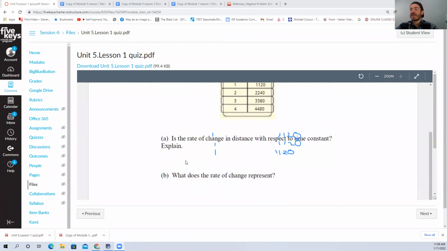I'm writing here, yes. Let me write it in text so you can see. And then I'm going to offer an explanation. Yes, because in each minute she travels 1,120 feet consistently.